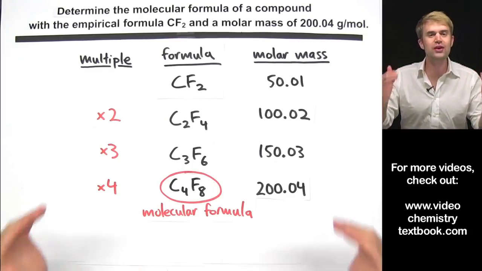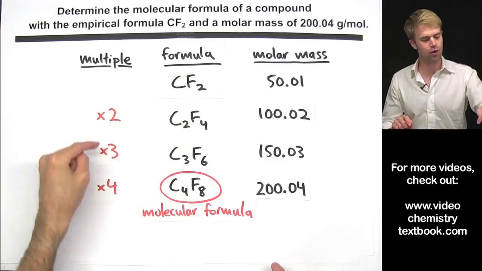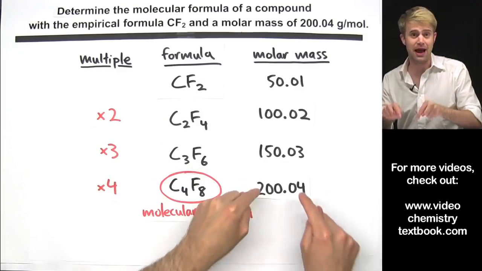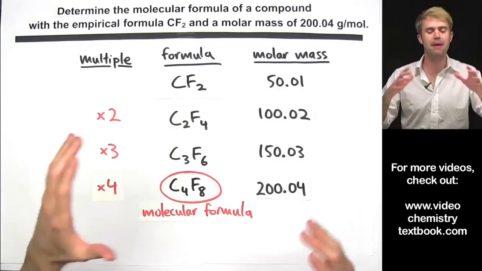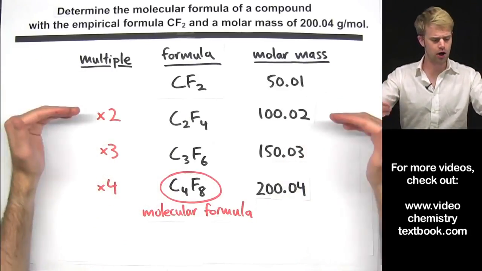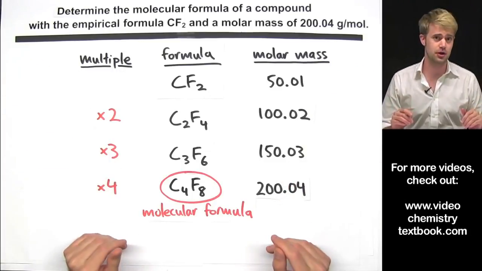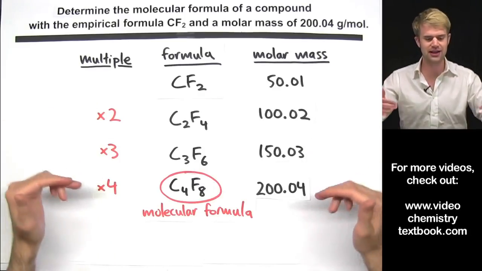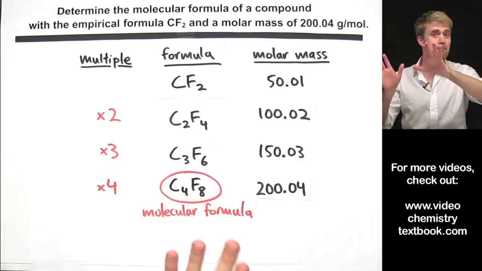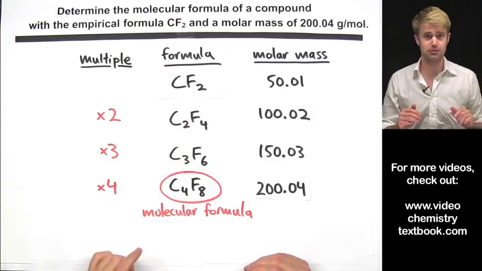So what we're really asking is, what do we have to multiply the empirical formula by to get a molecular formula that has the molar mass that we need? That's the background thinking that we want to do with a problem like this. I think this chart lays things out really clearly in terms of what's going on with the multiples. But I bet you don't want to make a chart like this every single time you solve one of these problems. So now that we understand the background, I want to show you a simpler way to go through solving problems like these.